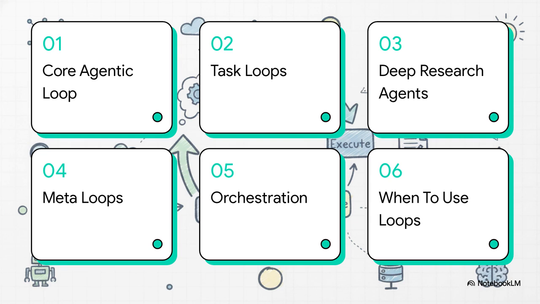Here is our agenda for today. 1. The core agentic loop. 2. Layer 2, which covers task loops. 3. Deep research agents. 4. Layer 3, focusing on meta loops. 5. Orchestration and collaboration. And finally, 6. When to use loops.